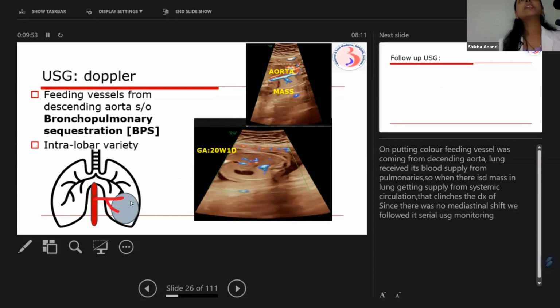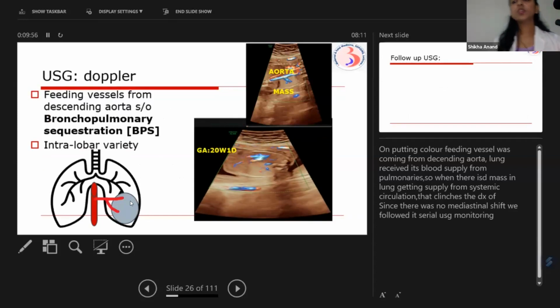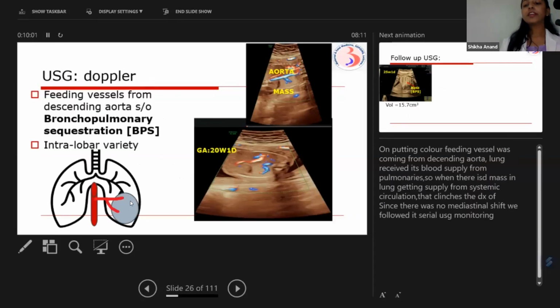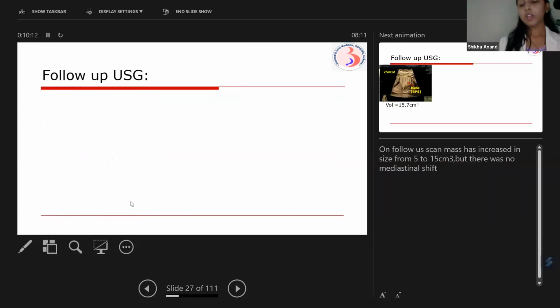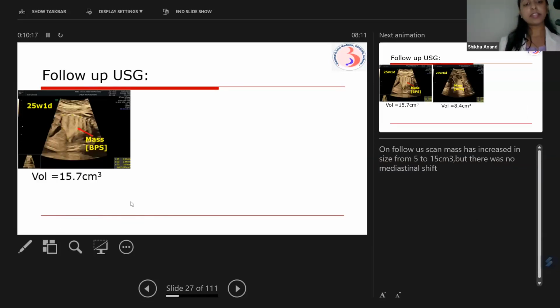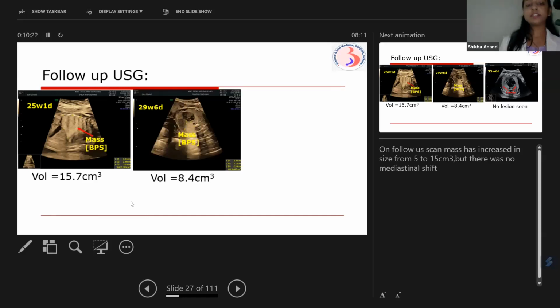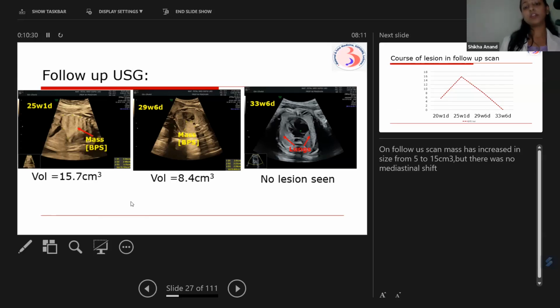And lungs are supplied by pulmonaries. So when there is a mass getting a blood supply from the systemic circulation, the diagnosis of bronchopulmonary sequestration is made. Since there was no mediastinal shift and the mass was small, we tended to follow up serially by ultrasound. At 25 weeks, the mass grew in size from 5 to 15, but in the follow-up scan, it further decreased in size. And after 29 weeks onward, we could not appreciate the mass in the further ultrasounds.